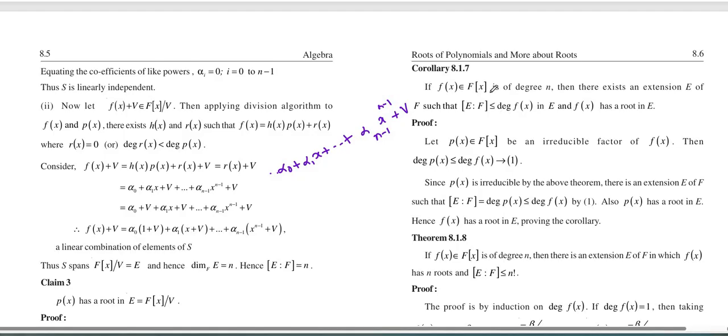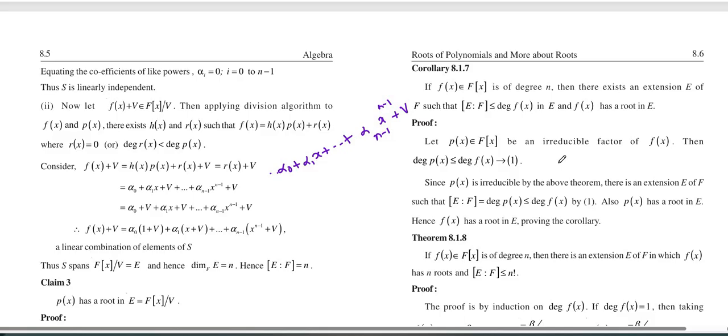Next, we have a corollary to this theorem. It states that if f of x, a member of F x, is of degree n, then there exists an extension E of F such that the degree of E over F is less than or equal to the degree of f of x, and f of x has a root in E. Now let p of x be a member of F x, an irreducible factor of f of x. Then the degree of p of x is less than or equal to the degree of f of x. We shall name that as inequality 1.